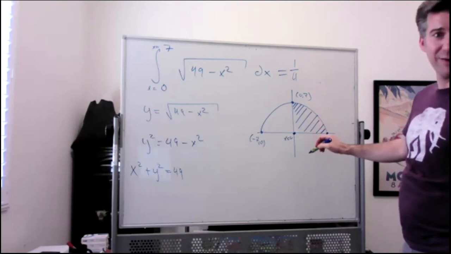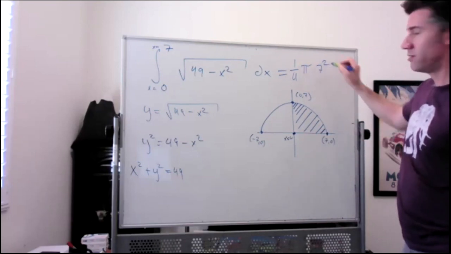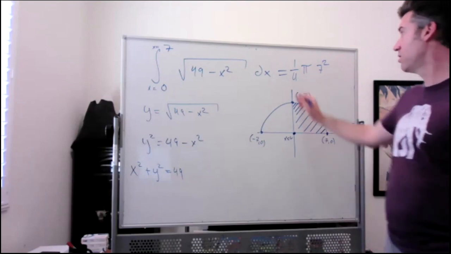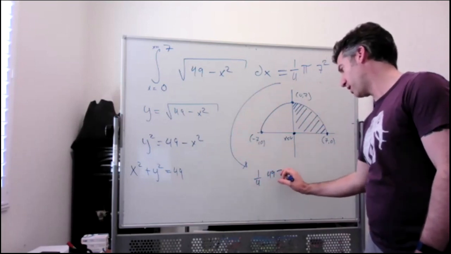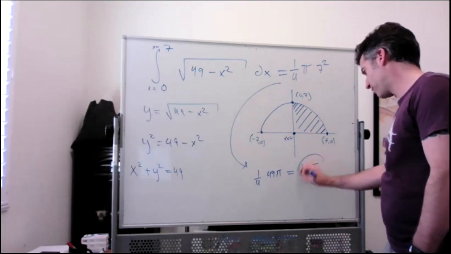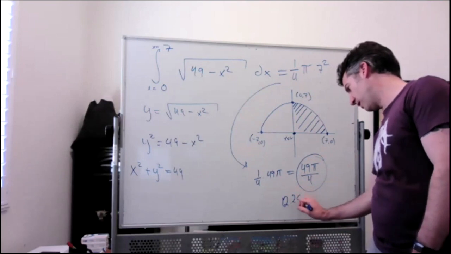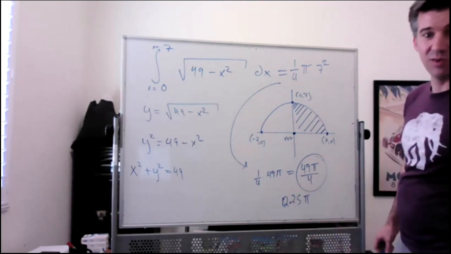And what's the area of a circle? Pi r squared. So I get 1/4 of pi r squared, which is going to be 1/4 of 49 pi. Or if you prefer a fraction, you could write 12.25 pi, but that seems weird. So that's how we can do one like that, right?